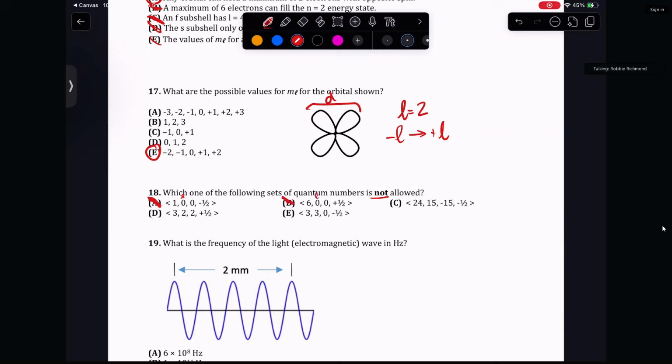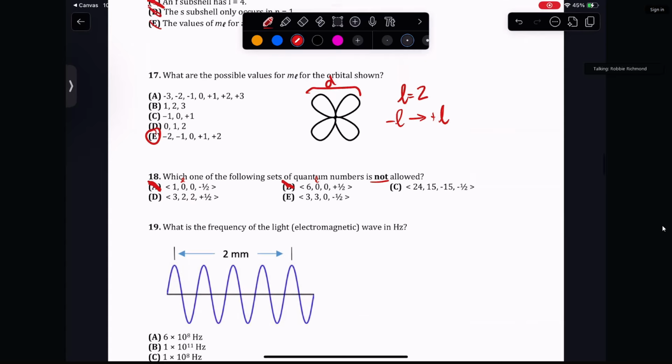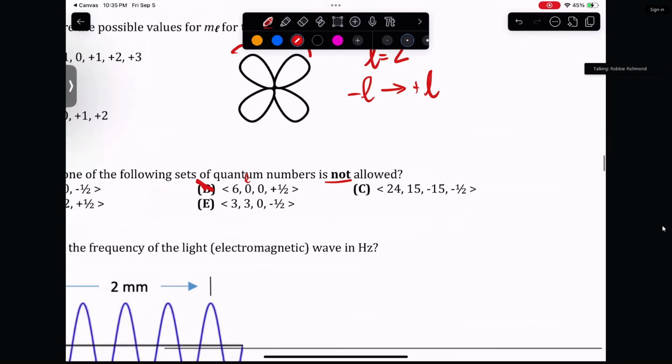that L value fulfills that allowed range of 0 to n-1, as well as the ML rule of going from negative L to positive L. Now, answer choice C. Big numbers, but let's still use what we know of allowed values. Principal quantum number goes from 0 to infinity. That checks out. 24.